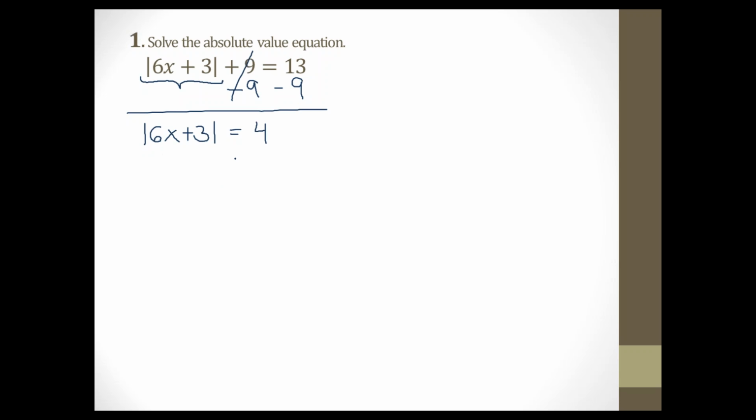Now that I isolated my absolute value, I can use the property to solve absolute value equations, which means I'm going to get two different answers, because the absolute value is the distance on the number line. So you could go in the negative direction on the number line and in the positive direction, and you indicate that by writing two equations. One time with a positive 4, and then also with the opposite, which would be a negative 4. So let's solve these two equations now individually.